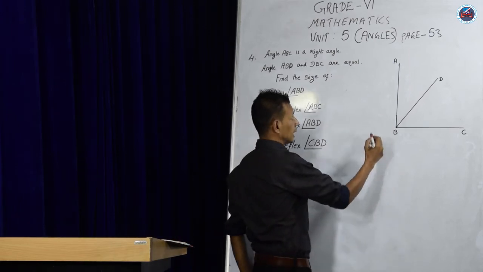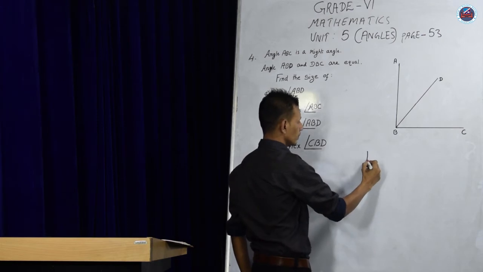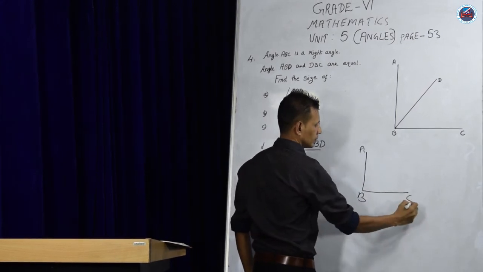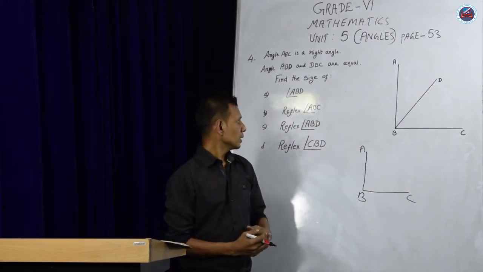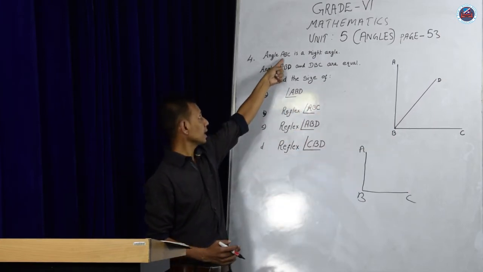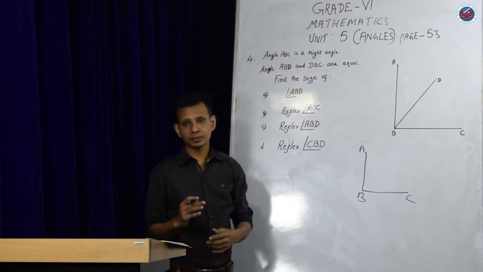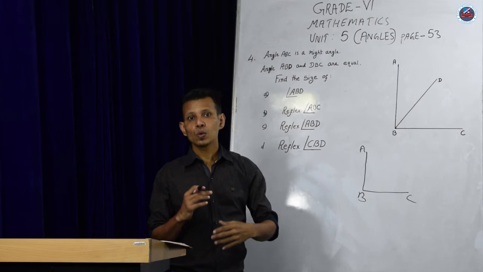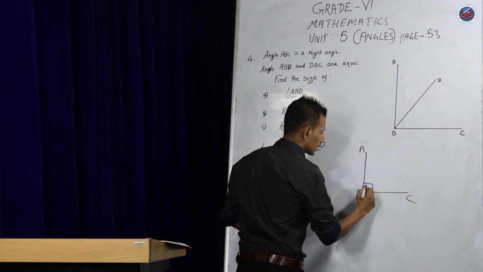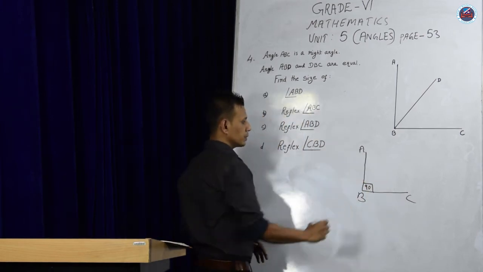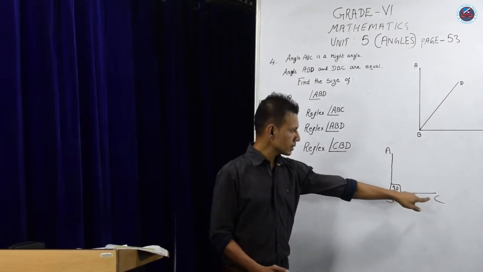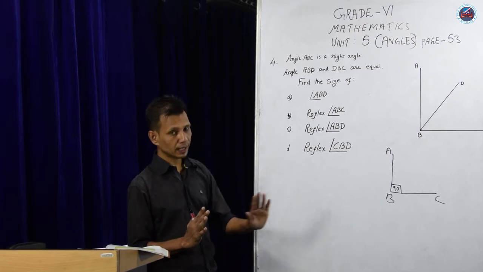So let me draw ABC. I have just drawn ABC from this diagram. And it says ABC is a right angle. That means angle ABC is 90 degrees. See, angle ABC is 90 degrees. Now you know that ABC is 90 degrees.